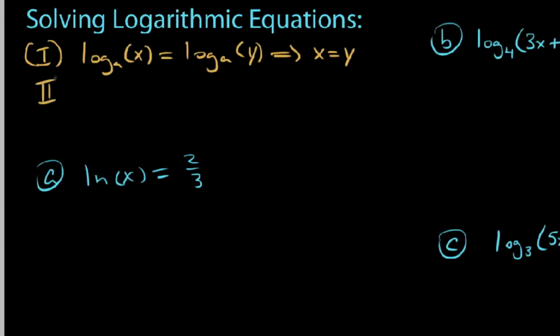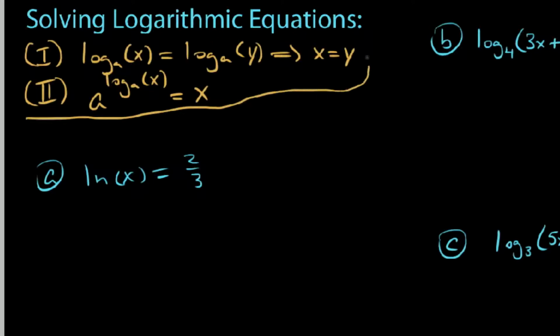And the other property we're going to be using basically says this. If we had base a to the power of log with the same base, so base a of x, the base a and the log base a would cancel, and you would be left with just the argument up there, which is x. Which is convenient because that means we can exponentiate in order to cancel out a logarithmic thing, which is what we're dealing with.